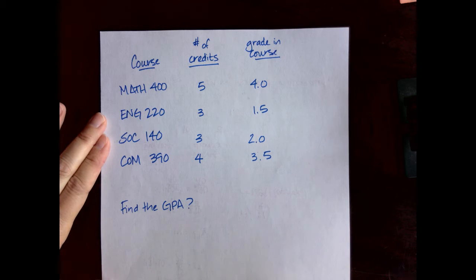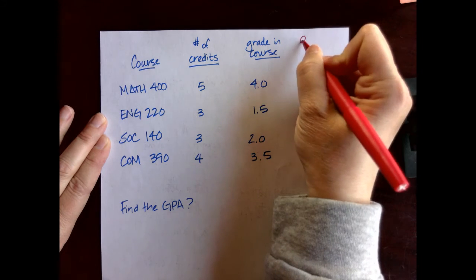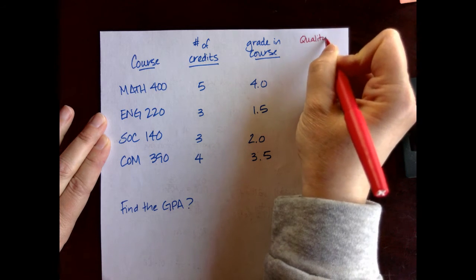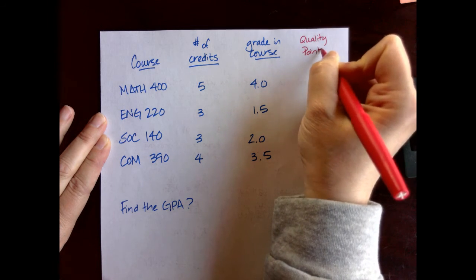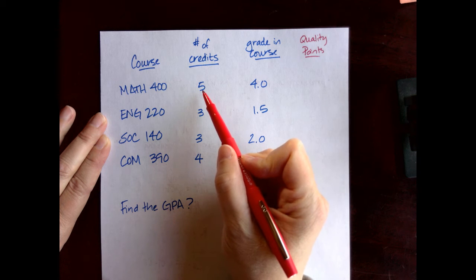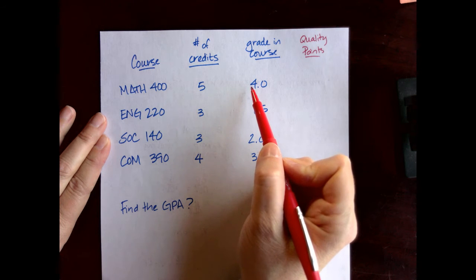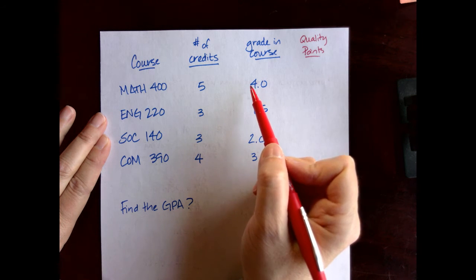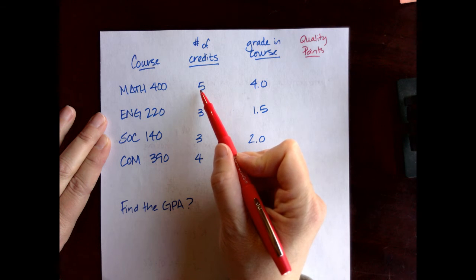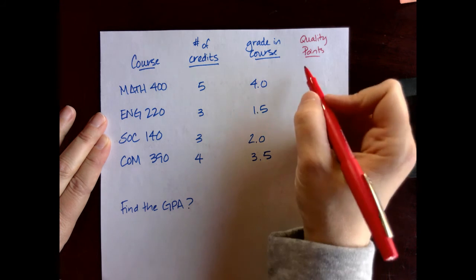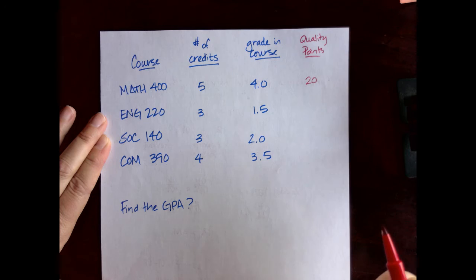So to handle that, we find what we call quality points. We'll make a list of them. Quality points for each course. And that means that we'll take the number of credits and multiply by the grade the student earns in the course. For Math 400, we'll take 5 times 4.0 for 20 quality points.